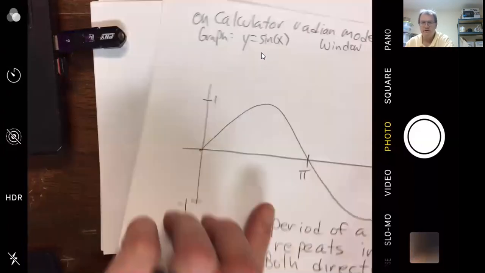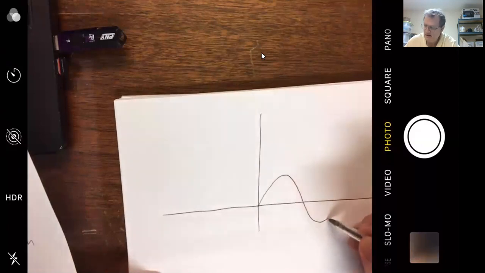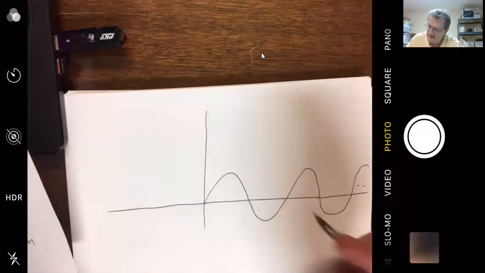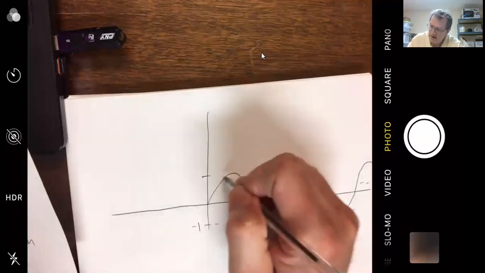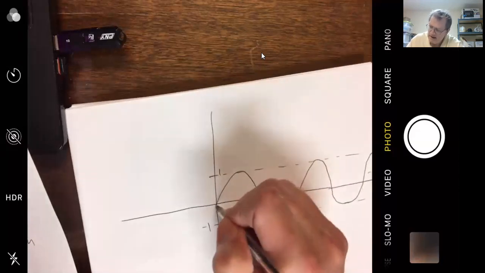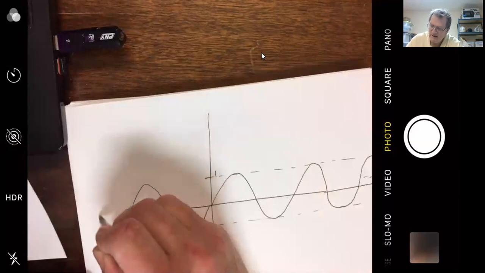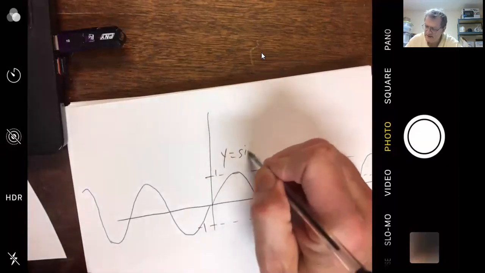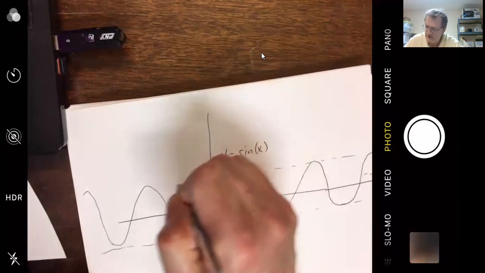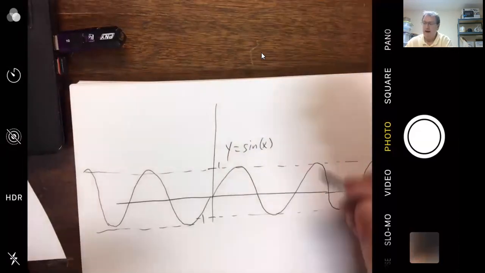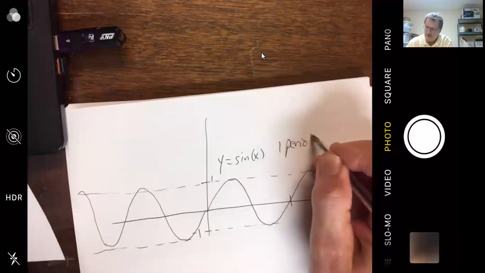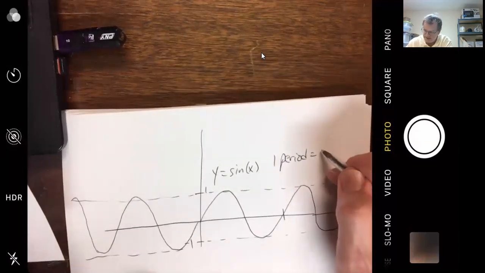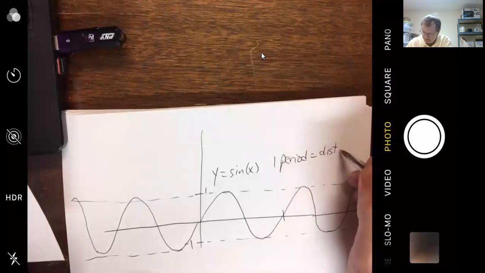So in other words, I'll shorten it up so I can get more periods on. Try to make it look as even as I can. That's at negative 1. This is at 1. Y equals sine of x, negative 1 to the dip, 1 to these peaks, and one period is the time or distance it repeats. Is 2 pi.